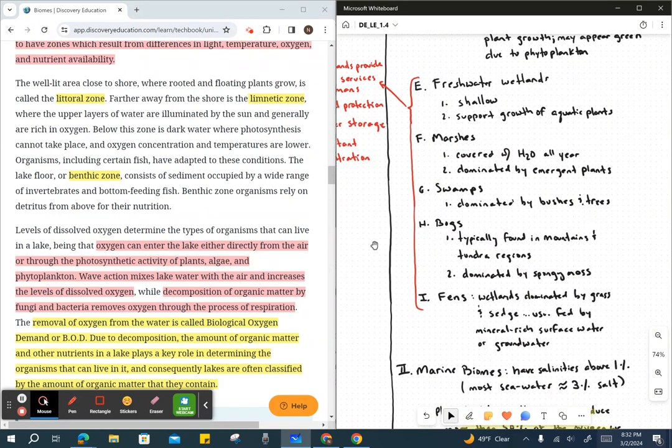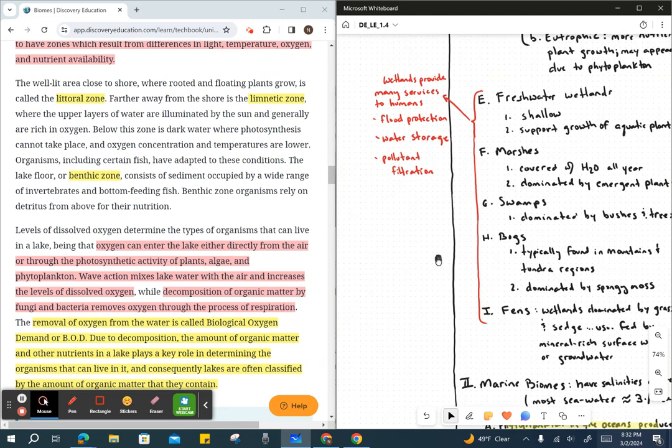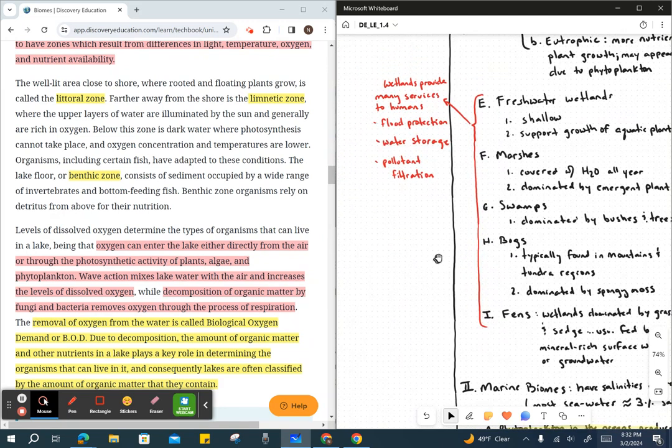Okay, so notice that here on the left, wetlands provide many services to humans. The term is called ecosystem services. And what kind of services do we get from these freshwater wetlands and marshes and swamps and bogs, and fens even? Well, they provide flood protection. The people in Louisiana and Mississippi are protected somewhat by these systems. They store water, and they also actually filtrate our water from pollutants.